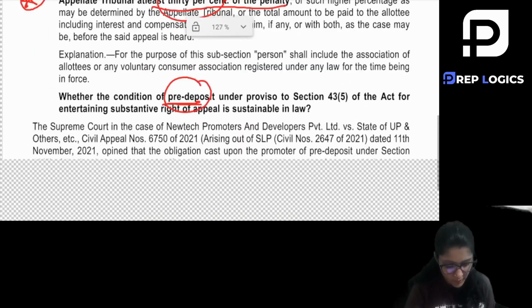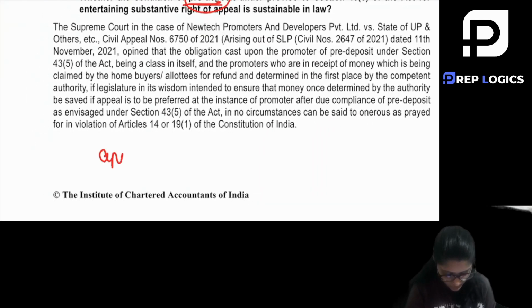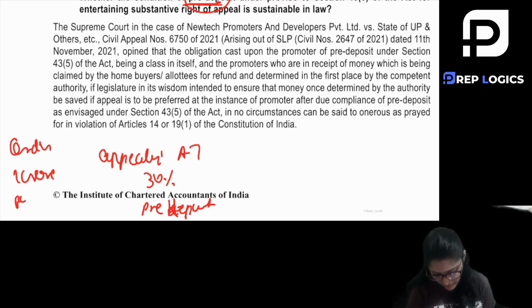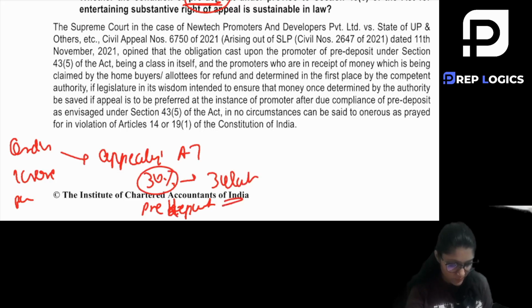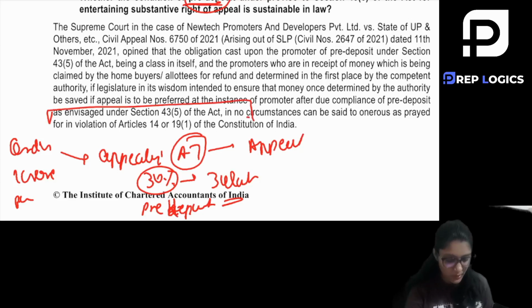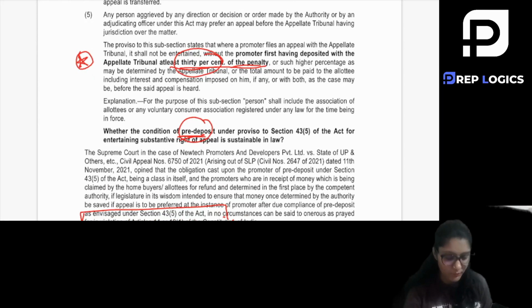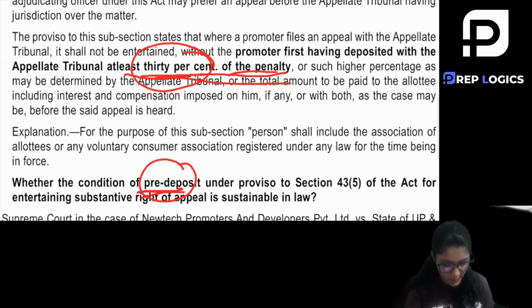Now for appealing to the appellate tribunal, it is mentioned that at least 30% you need to pre-deposit. Suppose in the order you need to give 1 crore as penalty. Now you appeal against this order, so at least 30%, that is 30 lakhs, you need to pre-deposit into the appellate tribunal if you want to appeal against this order. You at least need to give 30% pre-deposit of the penalty. I hope you are able to get it.